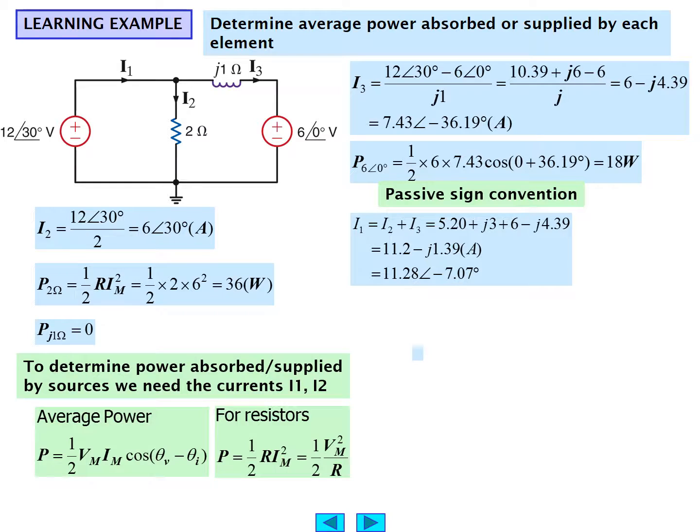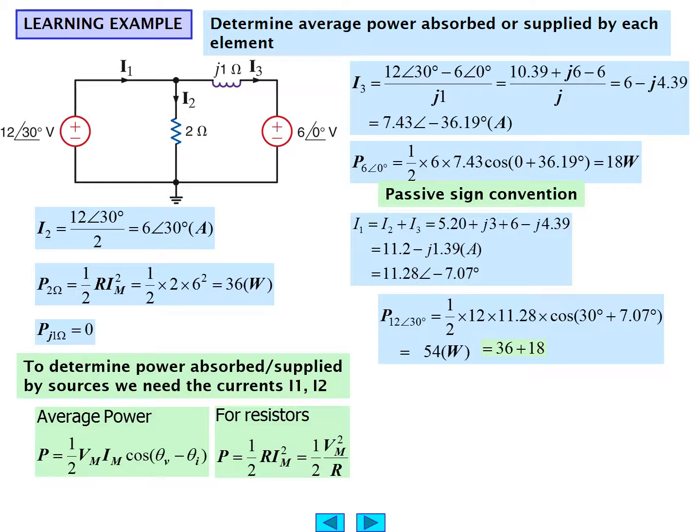I1 is equal to I2 plus I3. We can perform that calculation. Again, complex arithmetic. We get an answer for I1 of 11.28 angle minus 7.07 degrees amperes. And therefore the power in the 12 volt source, 12 volts angle 30, is 1/2 times 12 times 11.28 times cosine of theta V minus theta I. Again, theta I is negative, so we get a plus sign, cosine of 30 degrees plus 7.07. The answer is 54 watts. And in fact, 54 watts is 36 plus 18, which gives us our verification.